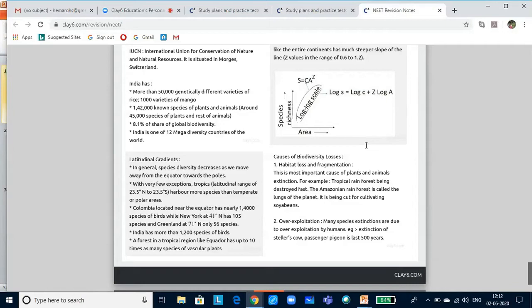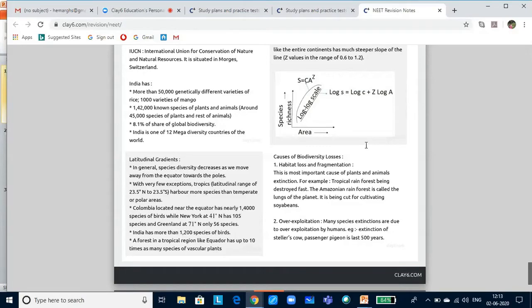Now, what are the reasons for the loss of biodiversity? Biodiversity, as you have seen, has been declining rapidly. The colonization of tropical Pacific islands by humans is said to have led to the extinction of more than 2,000 species of native birds. So wherever man enters, there is sure destruction. There is no conservation at all.